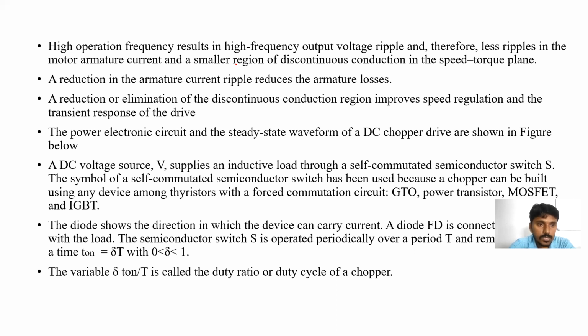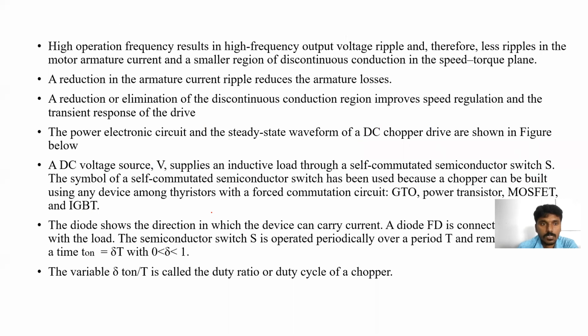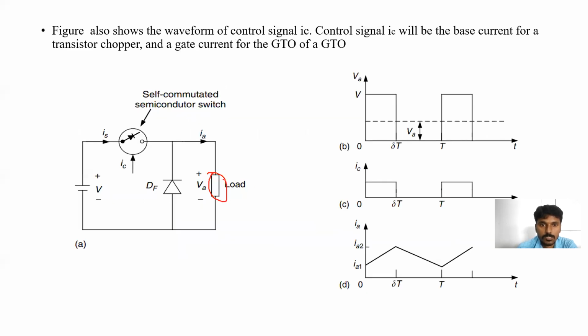The power electronic circuit and steady state waveforms of the DC chopper drive are shown in the figure. This is the chopper fed DC motor. Here, instead of this load we can use a DC motor. Clear? In the DC chopper drive we are not mentioning the motor, we are simply taking it as a load. The load is nothing but the motor here.